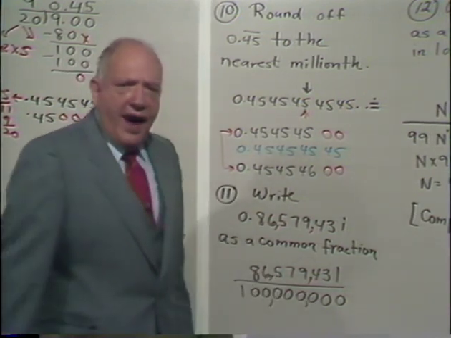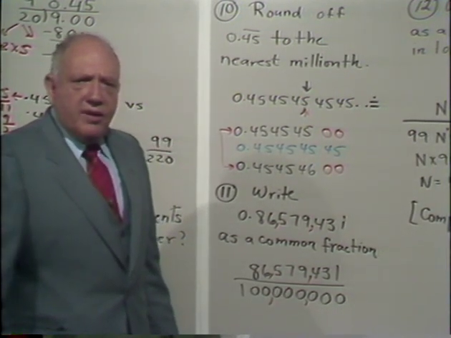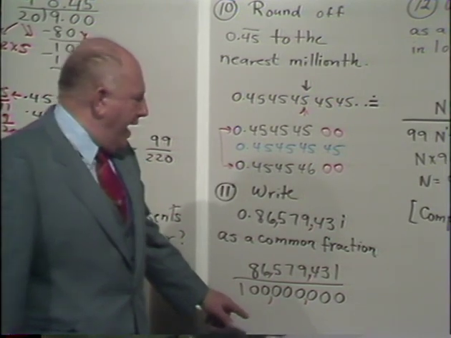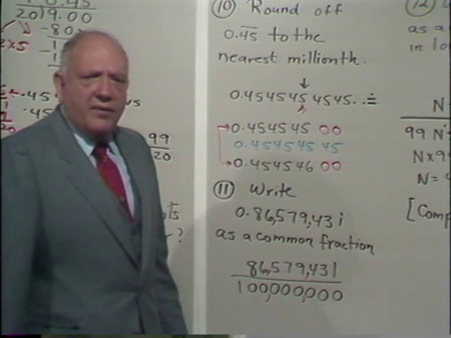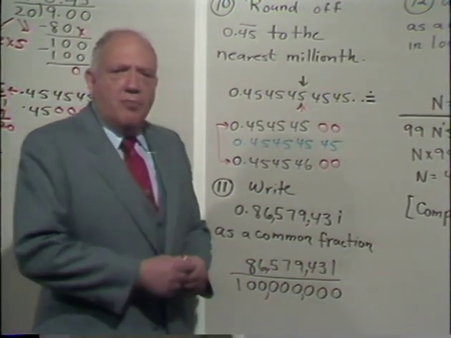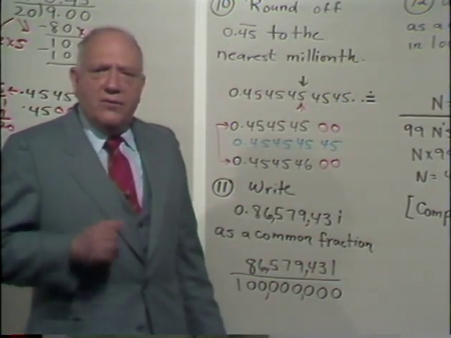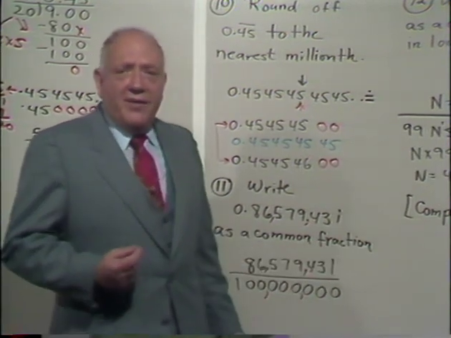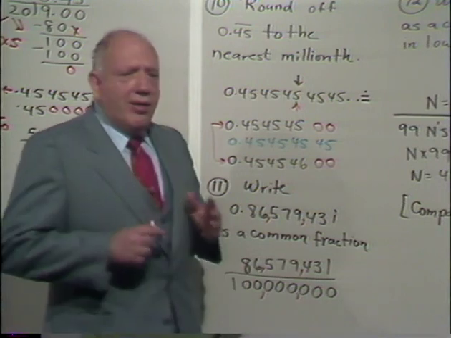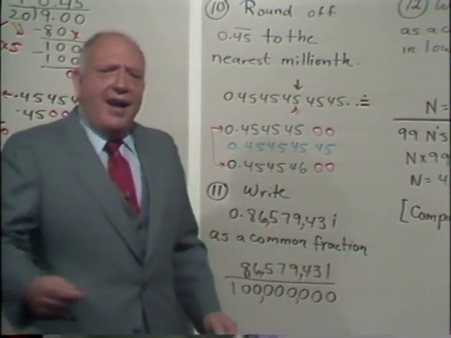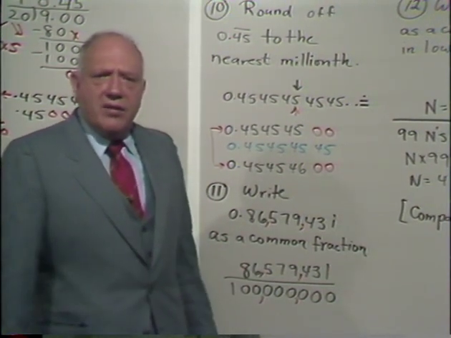Because the only prime factors of the denominator are 2's and 5's, because the denominator is a power of 10. But this number is divisible by neither 2 nor 5, because it ends in a 1. Multiples of 2 end in 0, 2, 4, 6, or 8. Multiples of 5 end in 0 or 5. See, no matter how many digits there are, as long as the thing comes to an end, I can always quickly write this thing as a fraction.